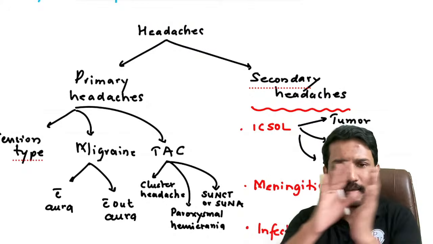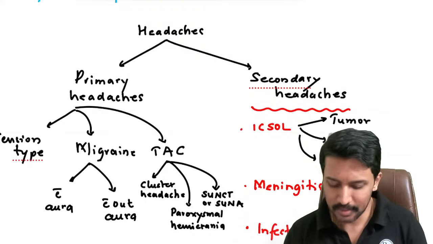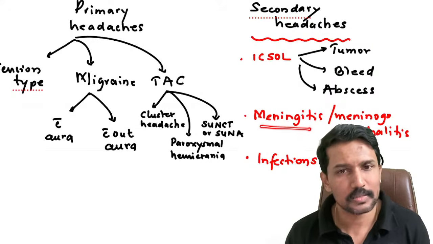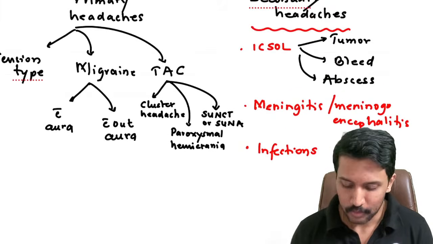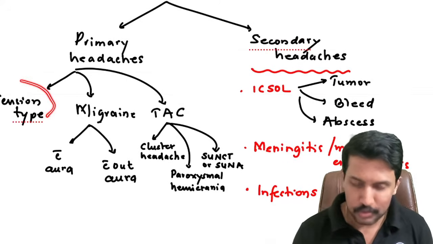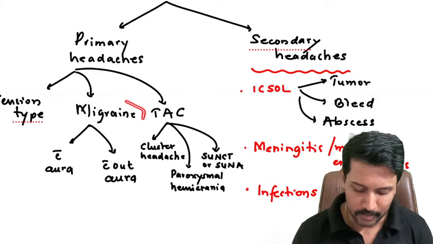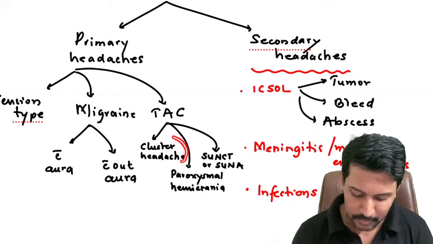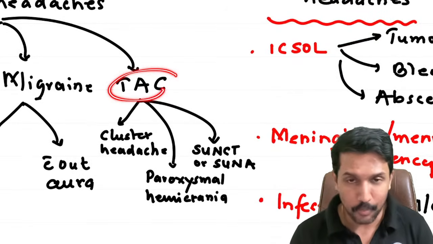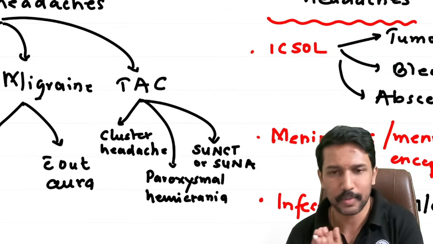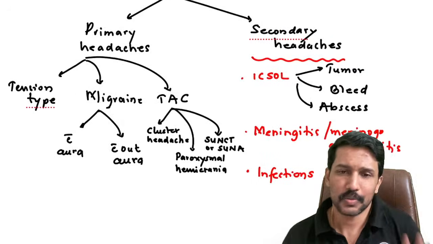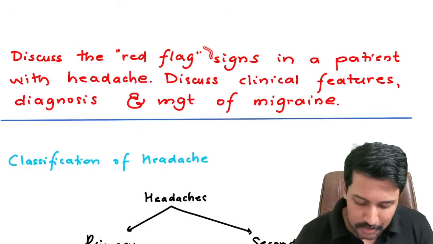Mention primary headaches on one side, secondary headaches on the other side. For secondary headache, important things that you should mention are, of course, you will be able to remember meningitis, infections, and intracranial space occupying lesions. Primary, of course, you will be able to remember tension type of headache, migraine, and you are familiar with cluster headache. Only thing I want you to know now is that cluster headache comes under a broad category called trigeminal autonomic cephalgias.